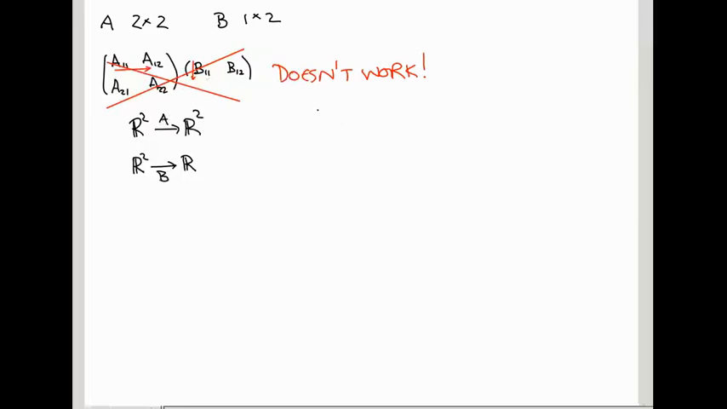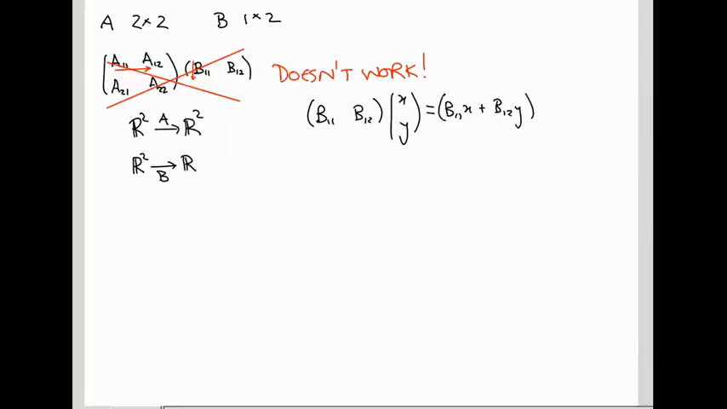Right, because B11, B12 needs to eat a vector of height 2, and it's going to output a vector of height 1, which is just a number. So that's B11x plus B12y, just a 1 by 1 matrix.